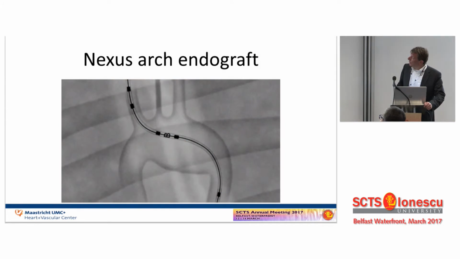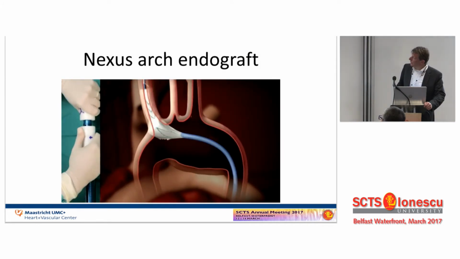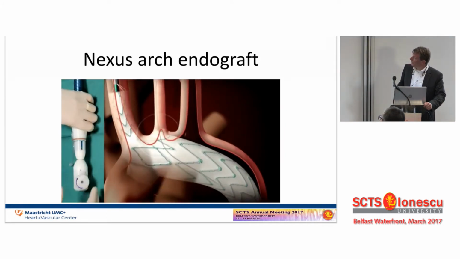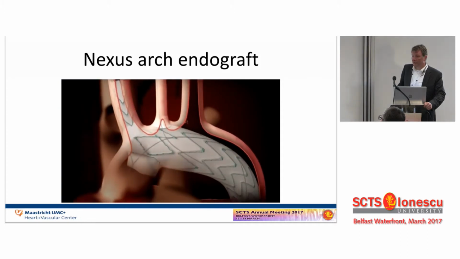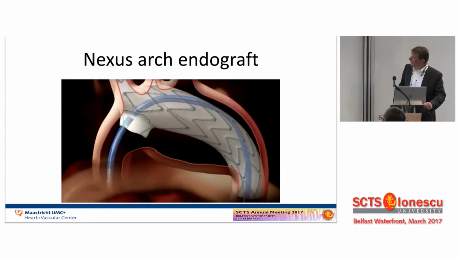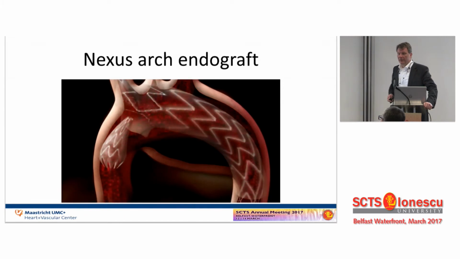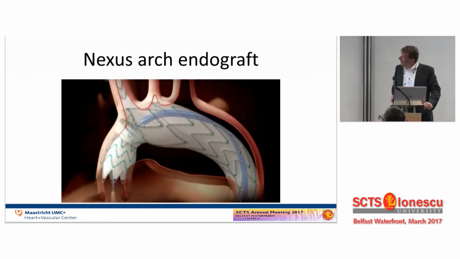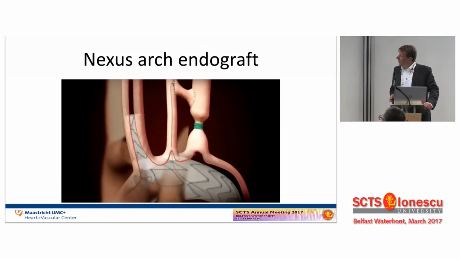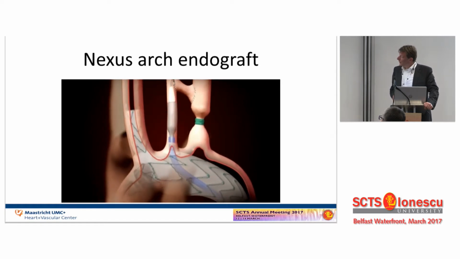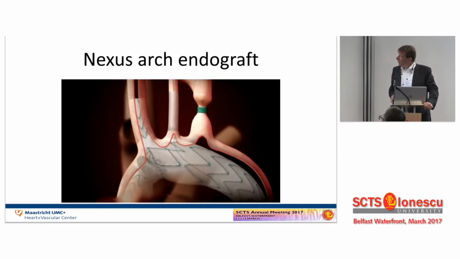A new kid on the block is the Nexus device, which is a little bit different: the stent graft goes from the innominate artery into the descending aorta. I made a very quick animation of it. You see that there's an additional ascending graft connected to it, and an extra stent in the carotid artery. This stent graft is still under investigation.